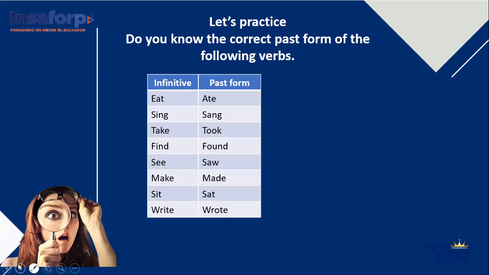Here are the simple past tense of these verbs: eat, ate; sing, sang; take, took; find, found; see, saw; make, made; sit, sat; write, wrote. Okay, where have you seen this verb? Made in El Salvador. Almost in all products, right? Where it says made in Taiwan, made in China, made in the United States, made in Japan, etc. Now let's take a look at this example.